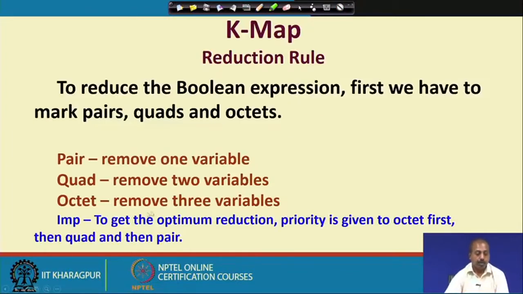So, it is important that to get the optimum reduction, priority is given to the octet first, then quad and then pair. If you follow this rule, it can be proved that you will definitely get a minimum sum of product form. Okay. Of course, there can be many alternative groupings possible, but all of them lead to some minimal form. So, you can be assured that you will get a minimum size representation of the function.